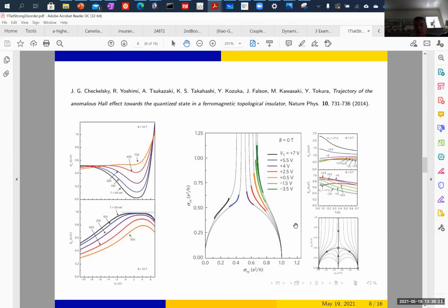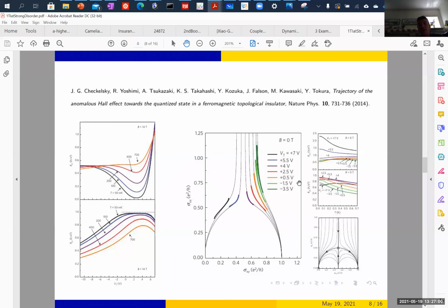And as you can see here, if you compare these two panels, here is the experiment, here is the prediction from models. They match quite well, and it leaves no question that indeed the phases with different quantized transport coefficients are different phases of matter in the thermodynamic sense.